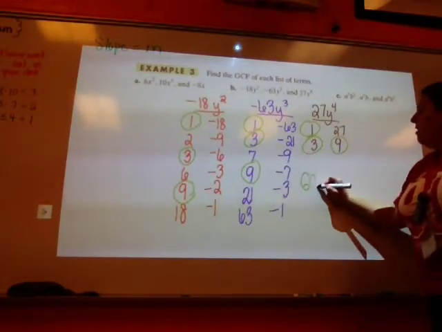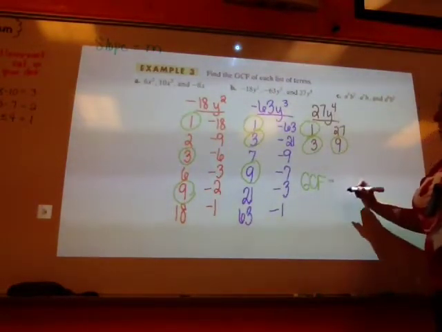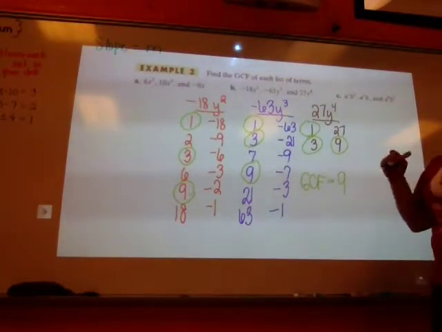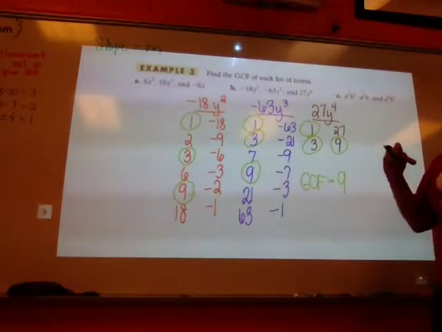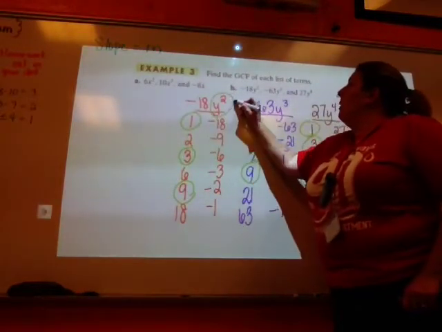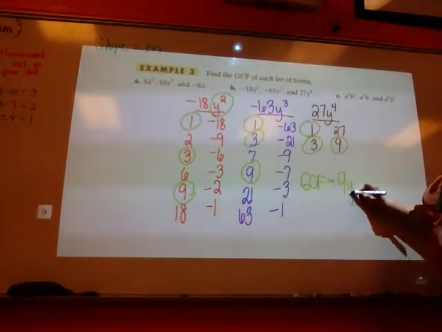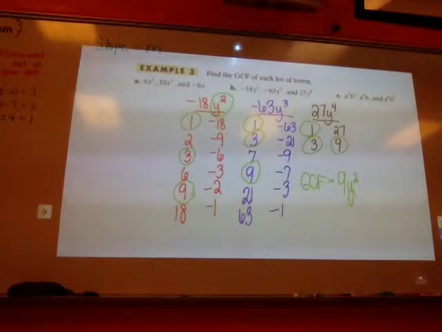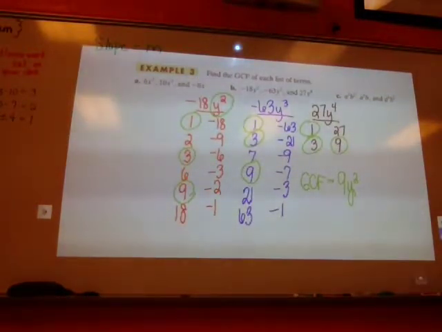So I would say my greatest common factor is going to be, what's my whole number? 9. Now what's my variable? y squared, because it is my smallest that I can pull. It's all I got. So my greatest common factor is 9y squared. Does that make sense?